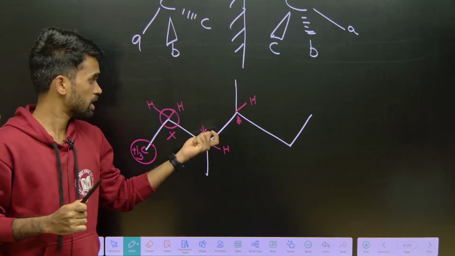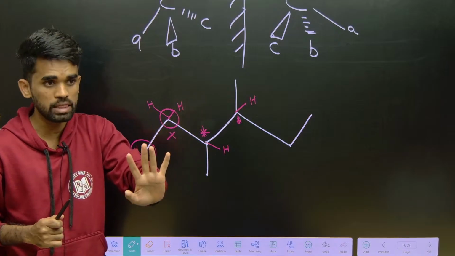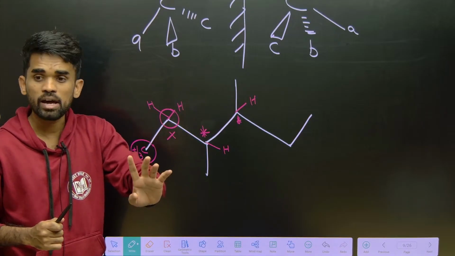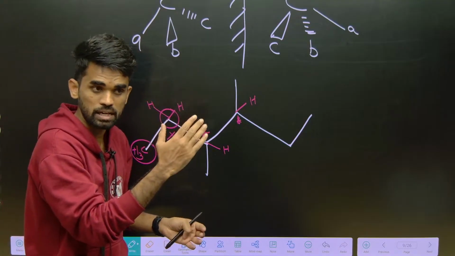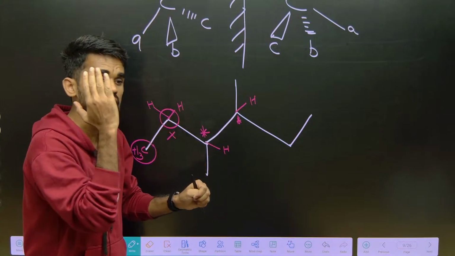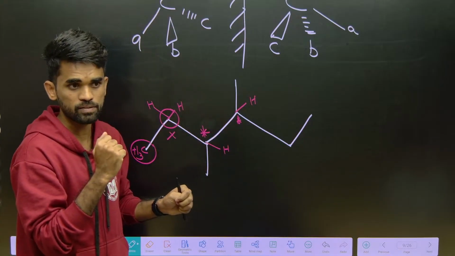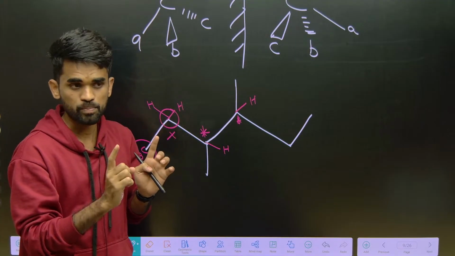If there is a chiral center, we may expect it to be optically active, but not all the time. Why am I saying not all the time? If that molecule contains any plane of symmetry, listen to these words. Even though it has chiral centers, if the molecule contains a plane of symmetry or center of symmetry, then the molecule becomes optically inactive.